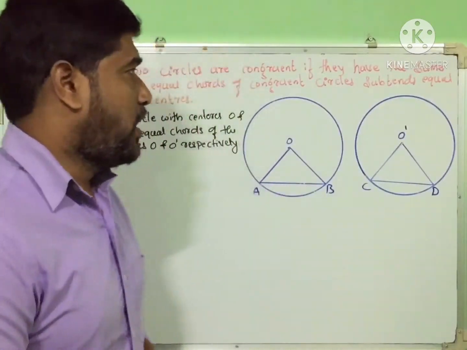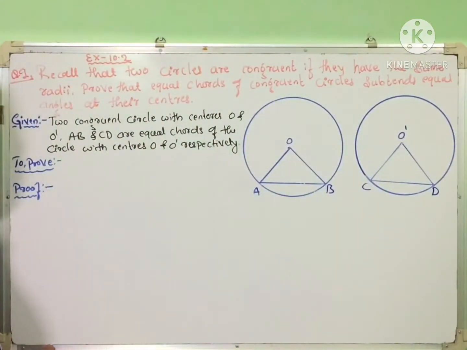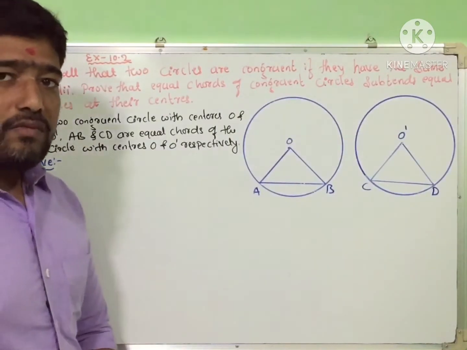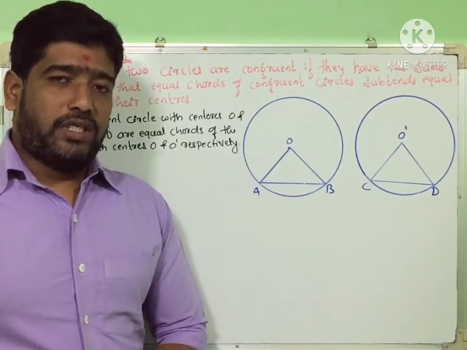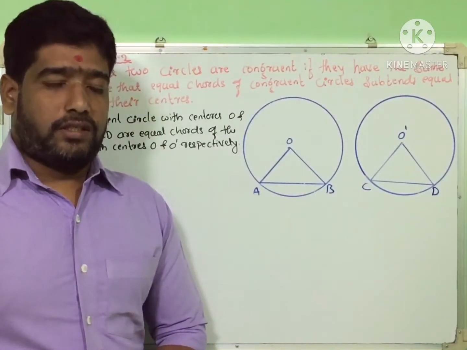The first question is that recall that two circles are congruent if they have the same radii. Prove that equal chords of congruent circles subtend equal angles at their centers. So here they have given two congruent circles. Congruent circles means they have the same radius, right?